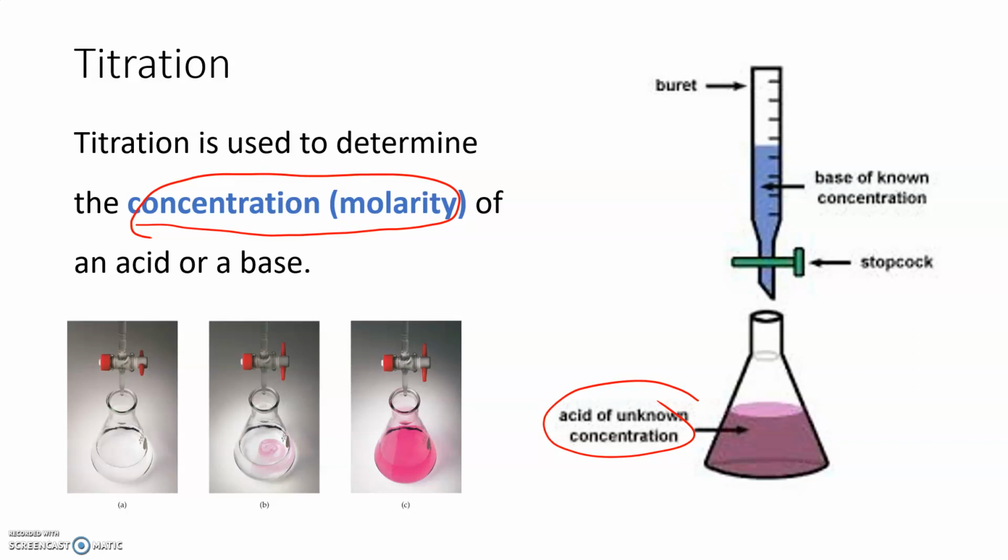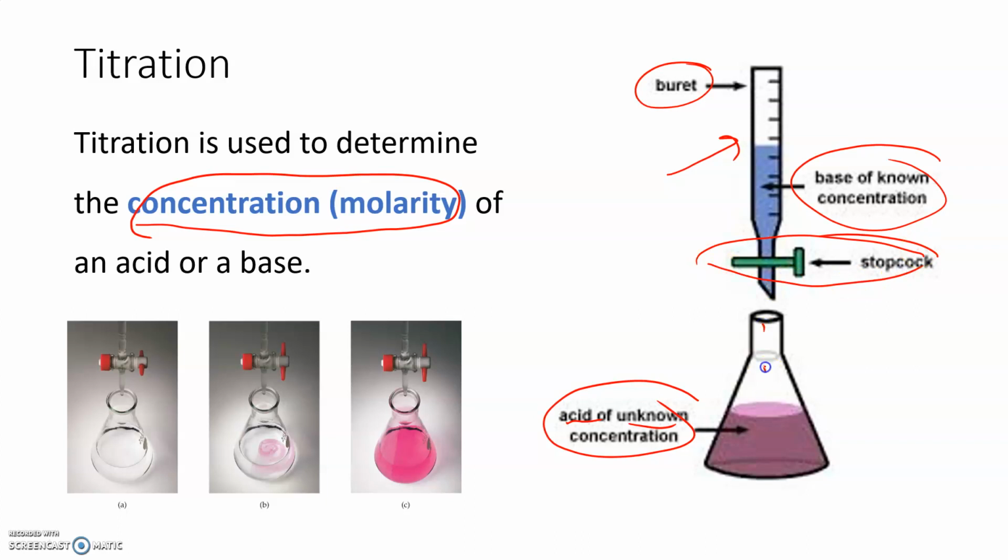If this is an acid of unknown concentration, this tall skinny tube is called a burette. You would put a base of known concentration in that burette, so a base you know the molarity of, and using this stopcock here, you would drip by drip add the base until the acid was neutralized. Based on data you collect during this experiment, you can ultimately calculate, which is where we're going next, the concentration of this acid.